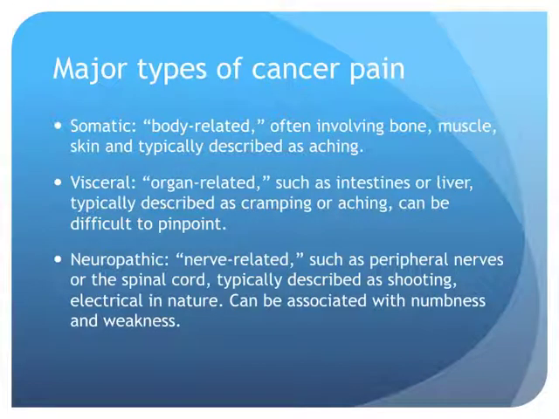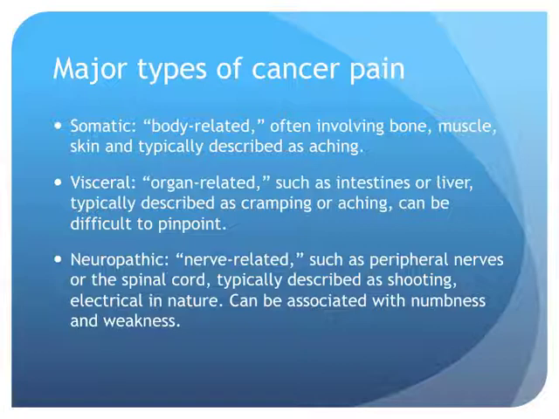When we think about cancer pain, there are three major types that have to do with the location of the source of the pain and the experience someone has of that type of pain. The first is somatic pain, which is body-related. This involves the structures of the body, like bone, muscle, skin, and joints. It's typically described as aching. An example within cancer may be a patient who has a bone metastasis, which is often described as an aching type of pain. A non-cancer related example would be arthritis, again describing that aching type of pain.